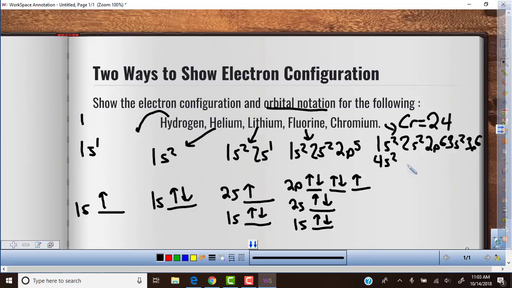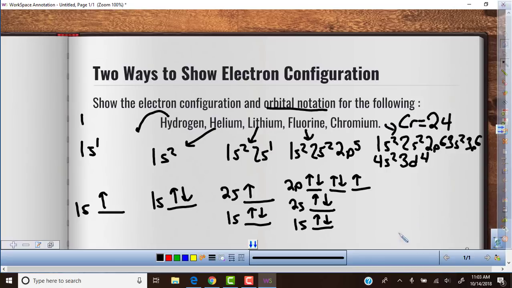Now remember, this is our first venture into a d orbital. D orbitals have one less energy level. So we're going to be moving into the 3d orbital. And I count 1, 2, 3, 4. I'm 4 electrons into the d orbital. Now, again, easy way to check. Add your exponents, and if they add up to 24, you did it right. So 2, 4, 10, 12, 18, 20, 24. So we're in good shape here.